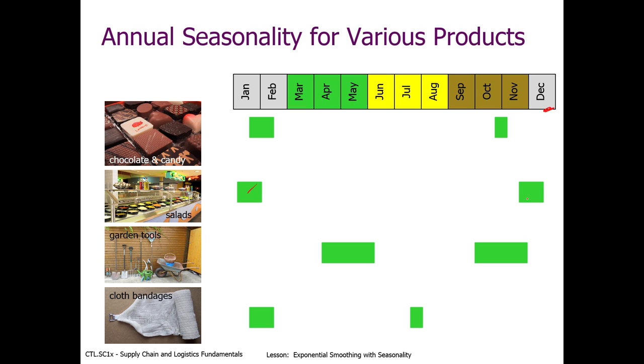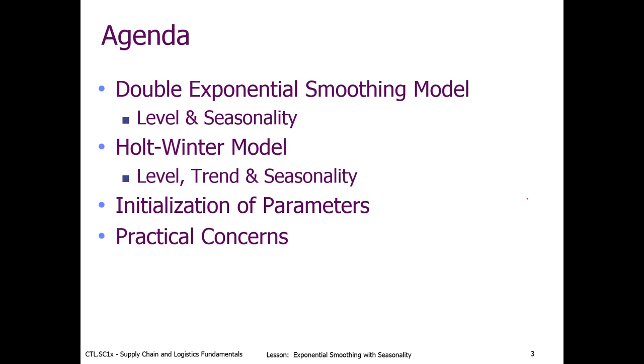All right, what are we going to talk about in the rest of this video? Well, we're only going to talk about a couple things, but it'll take a little while. We'll start talking about seasonality and how we include that in exponential smoothing. We'll introduce a double exponential smoothing model that takes care of level and seasonality. Then we'll introduce the Holt-Winters model that takes care of all three of the patterns that we've been looking at: level, trend, and seasonality. Then we'll talk about initialization of parameters, something we've been ignoring over the last two videos and lectures. And then we'll finish up with some practical concerns just about exponential smoothing and forecasting in general. All right, let's get started.